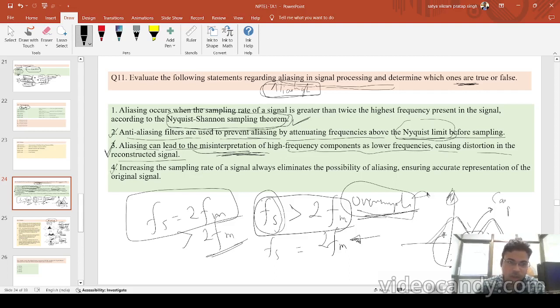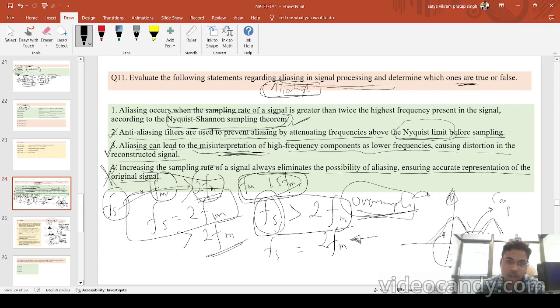Coming to the fourth option, that increasing the sampling rate of a signal always eliminates the possibility of aliasing, ensuring accurate representation of the original signal. That is wrong. Why am I saying that? Because if you are sampling certain things, you have to consider the message. You have to see the message frequency first, and you have to make the sampling frequency greater than twice the highest message frequency. You can increase from FM to 1.5 FM, but that does not avoid the condition of aliasing.